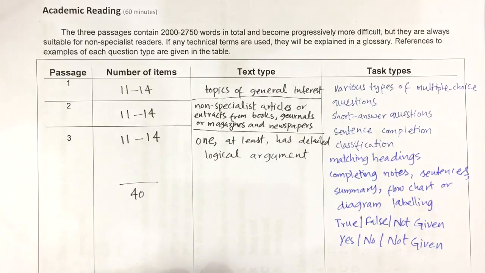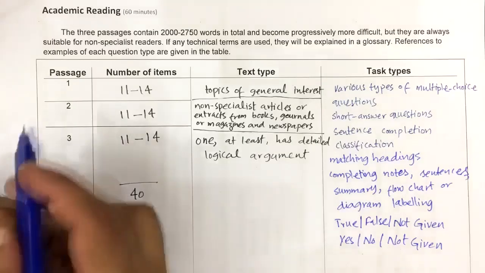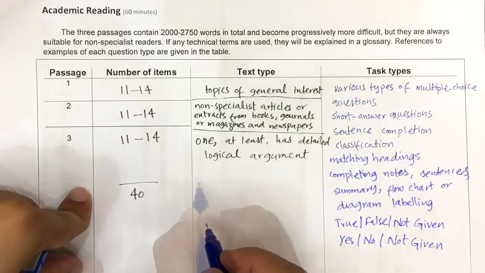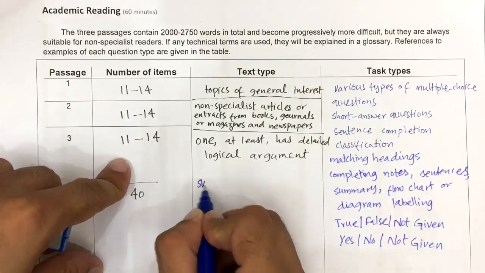We may have these in the paper, but for doing all these types of questions, we apply two techniques. We usually apply these two techniques to find our answer. One is called skimming.